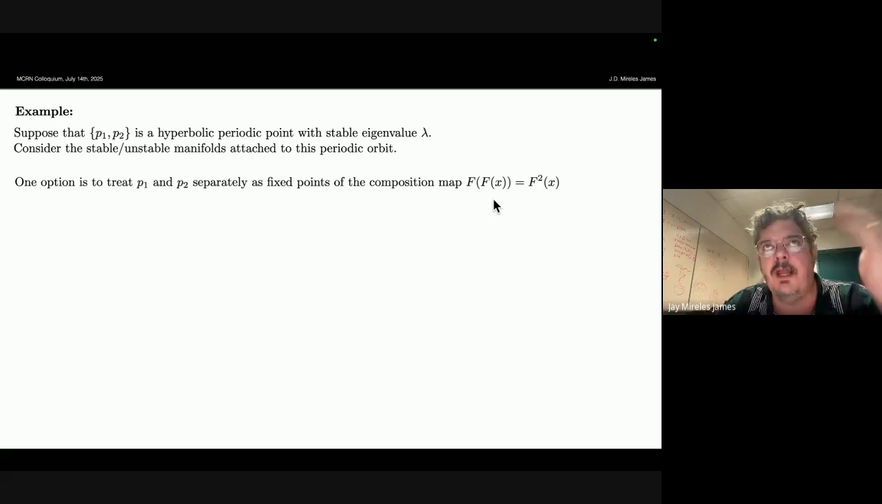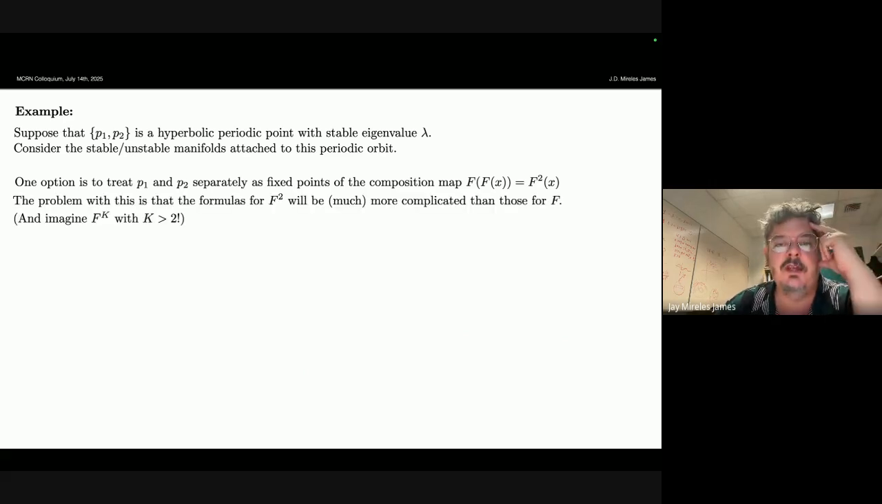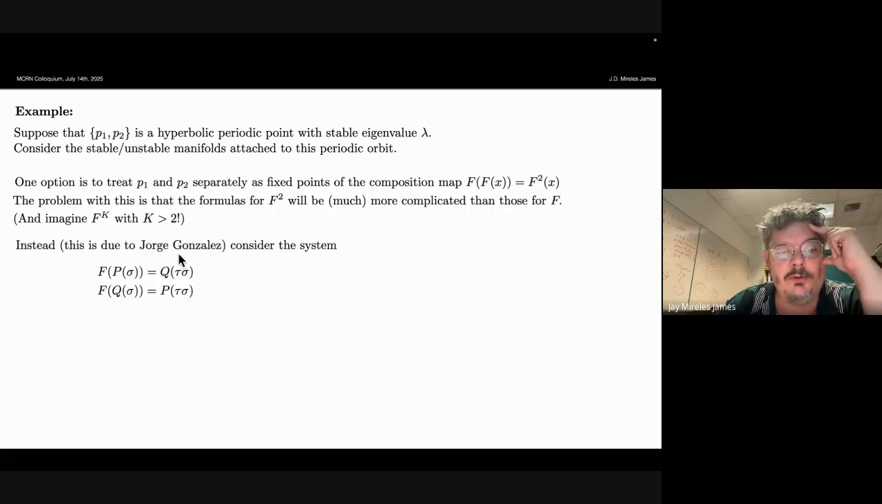Could you do that for these manifolds? Could you somehow do some multiple shooting that unfolds the compositions? And you can. So my former PhD student, Jorge Gonzalez, looked at, this was one of the several really fantastic things he looked at in his PhD dissertation.